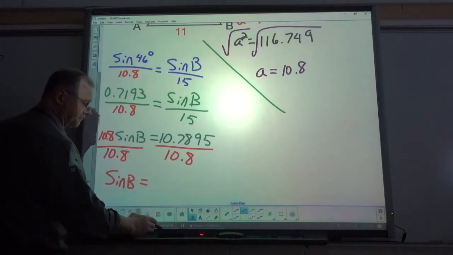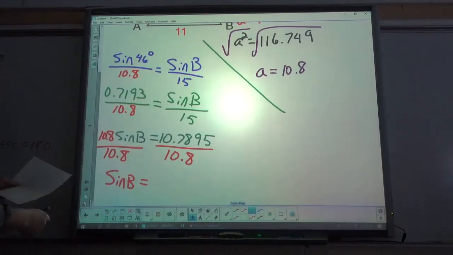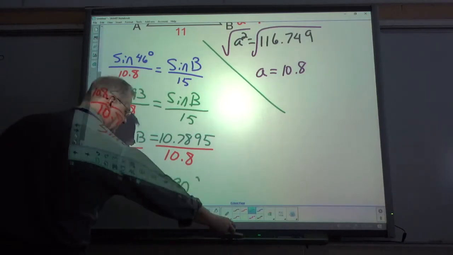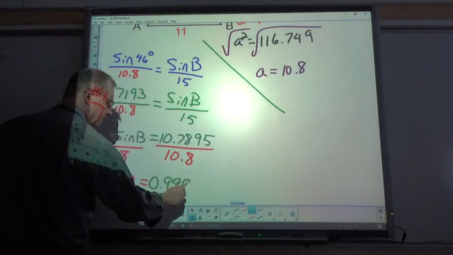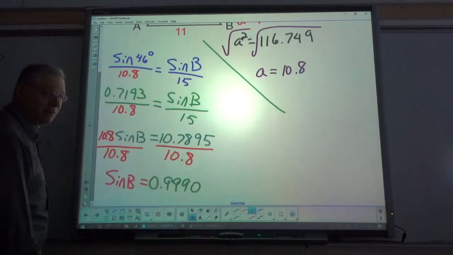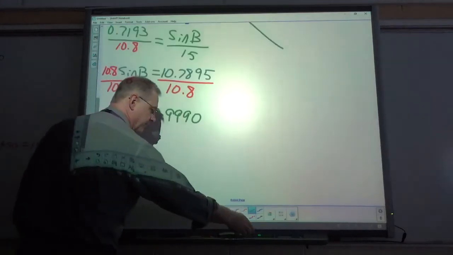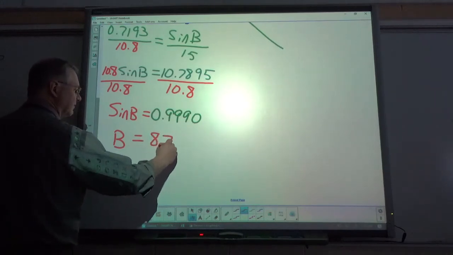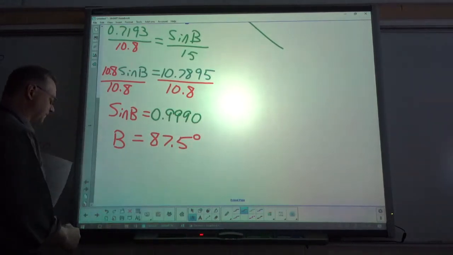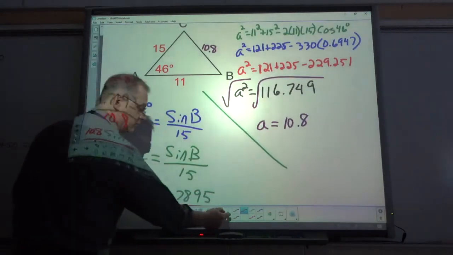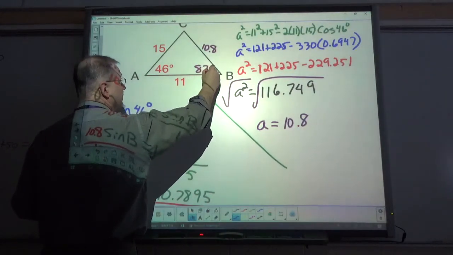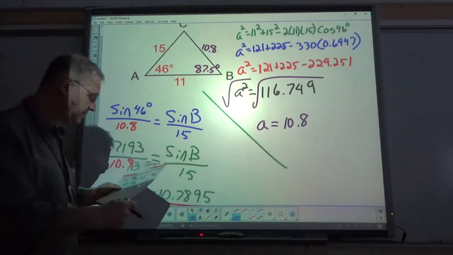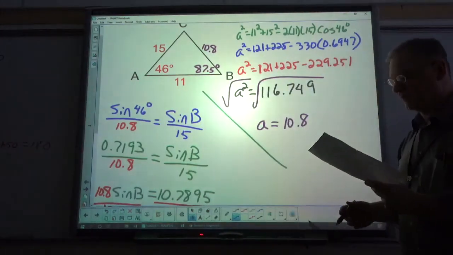Sine of B, let's see, that came out to 0.9990. Well, these are almost the same number. They're very, very close. So angle B is going to be 87.5 degrees. So I can say this is 87.5 degrees. Well, now I can add them up and subtract from 180.